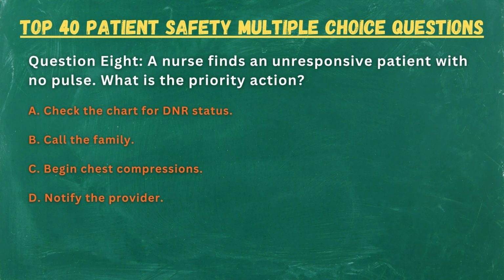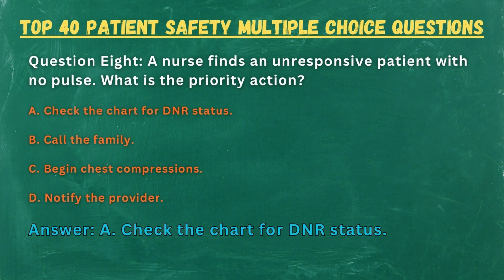Question 8. A nurse finds an unresponsive patient with no pulse. What is the priority action? A. Check the chart for DNR status. B. Call the family. C. Begin chest compressions. D. Notify the provider. Answer. A. Check the chart for DNR status.